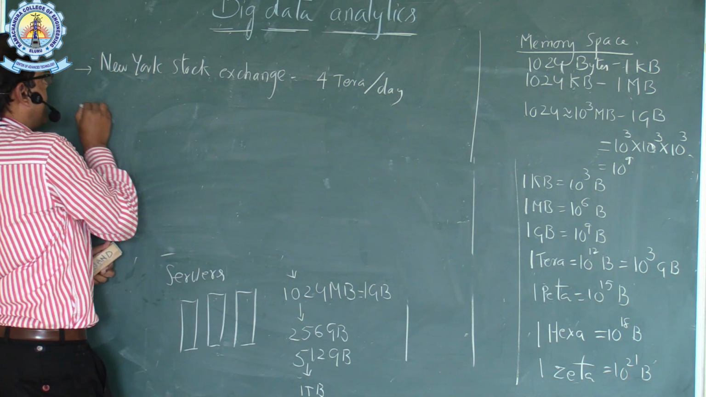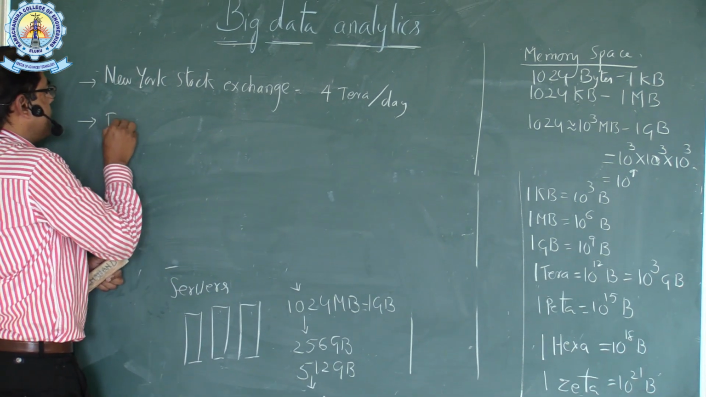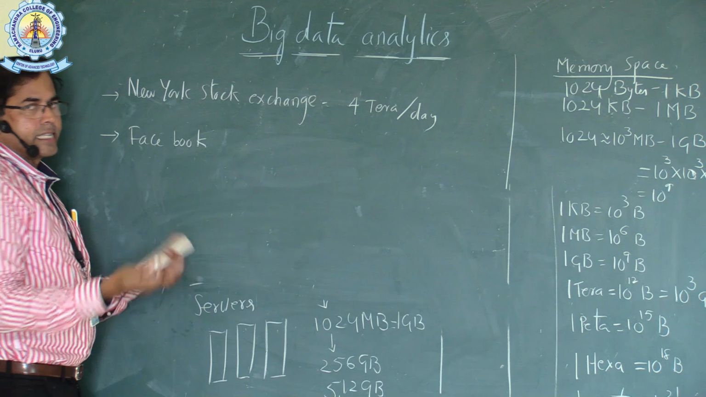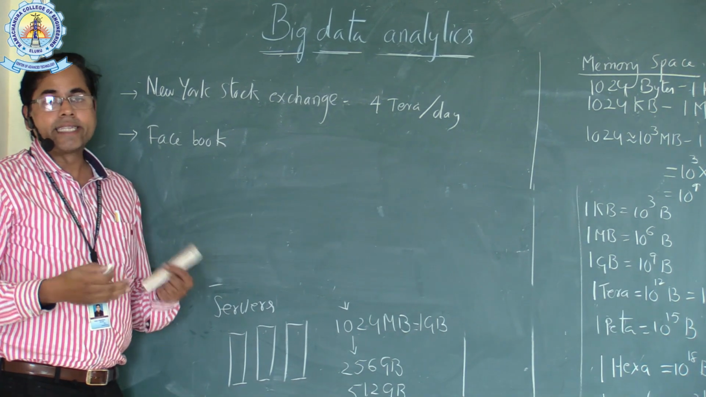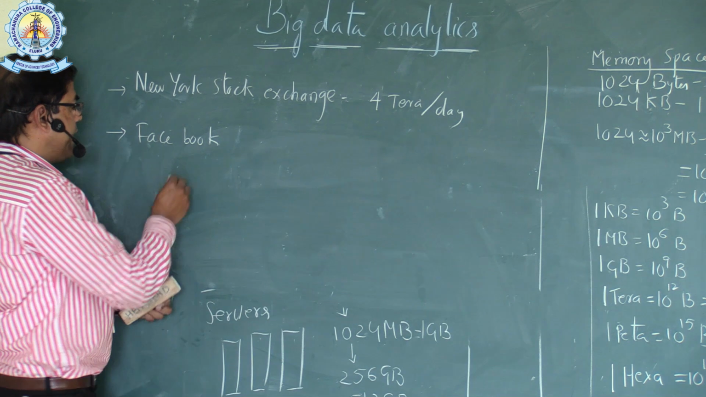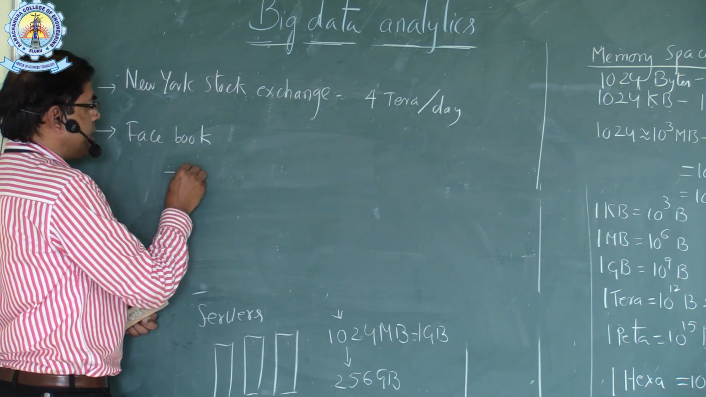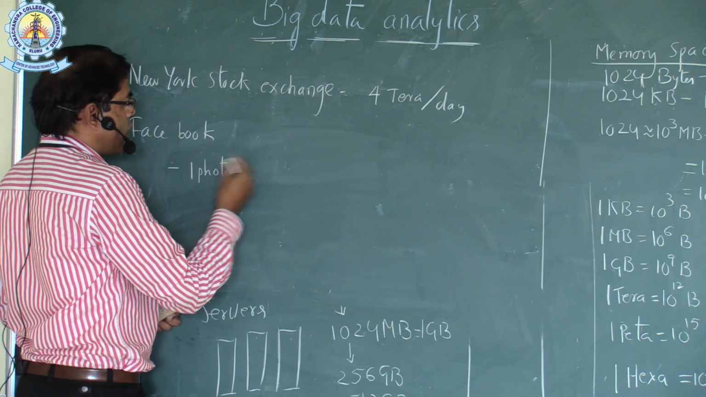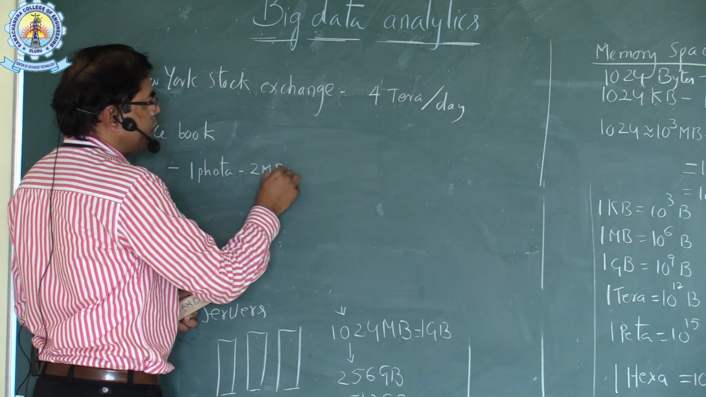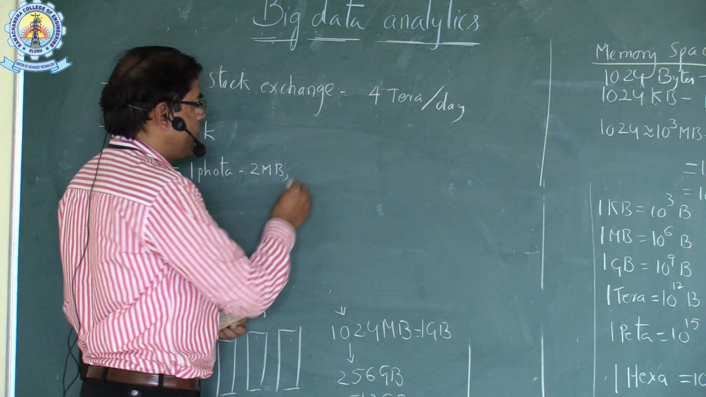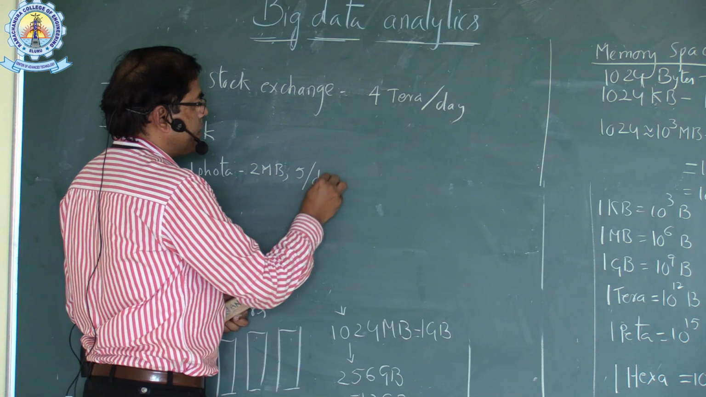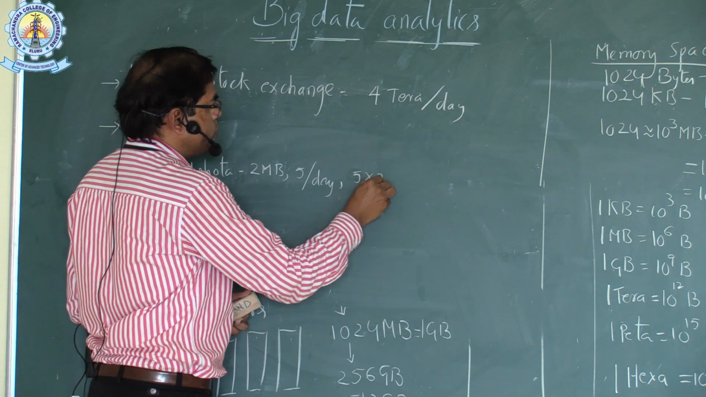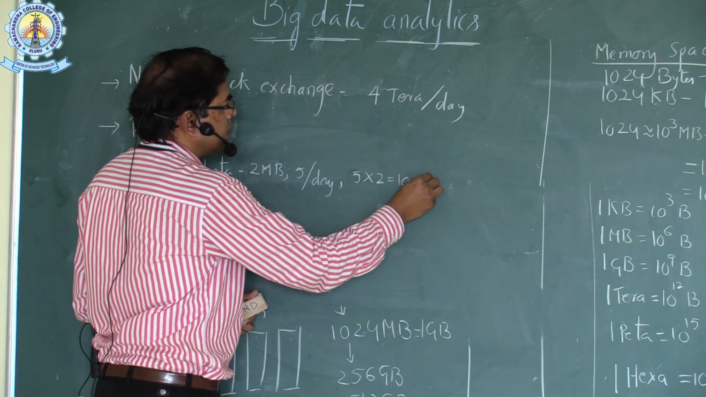If you come to another example, if you take Facebook, prior to going to Facebook, I want to talk about the general scenario, how we are utilizing the space in day-to-day life. Let us talk about, if you take one selfie photo, it occupies a space of 2 MB. Assume you are taking on average 5 photos per day. That means you are utilizing 5 into 2, that is equal to 10 megabytes per day.